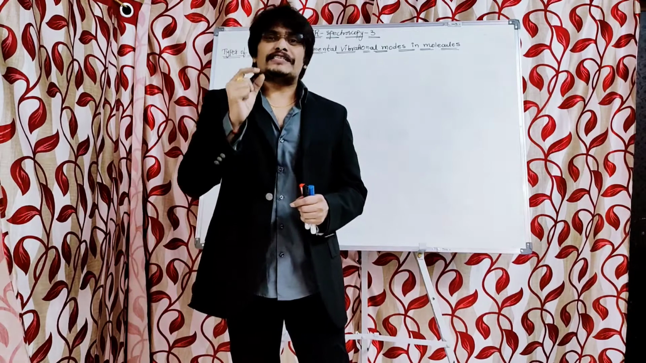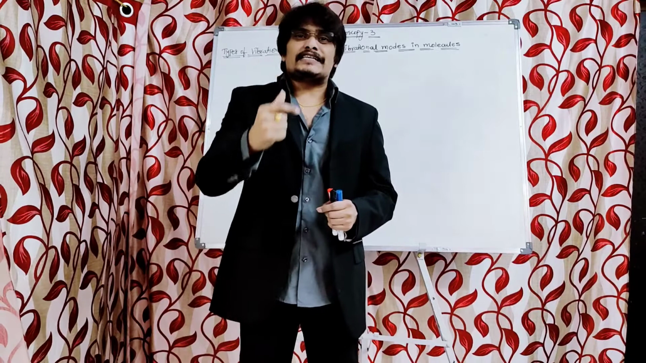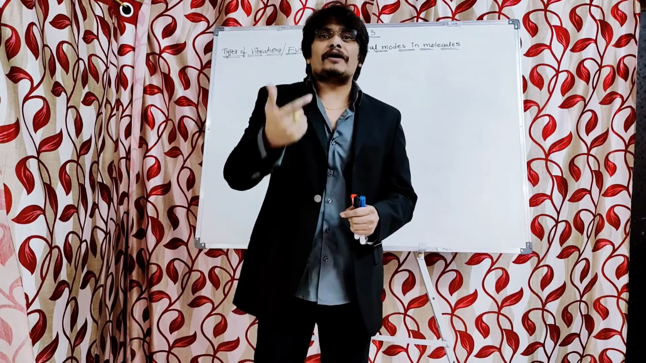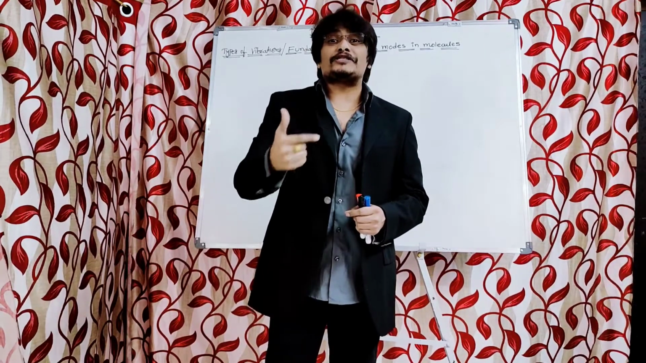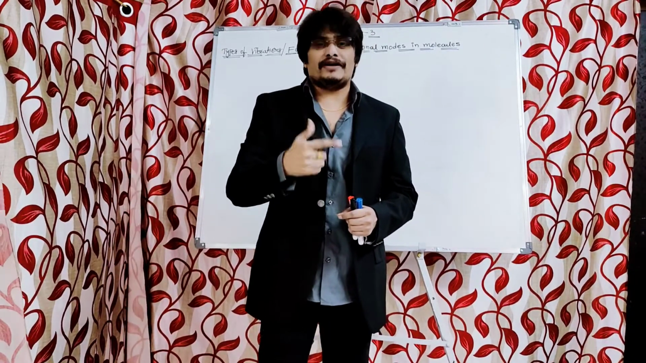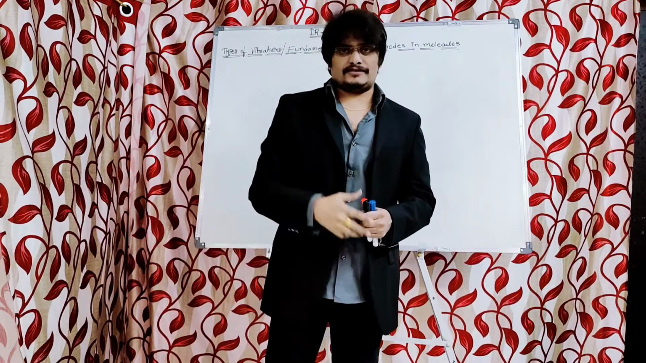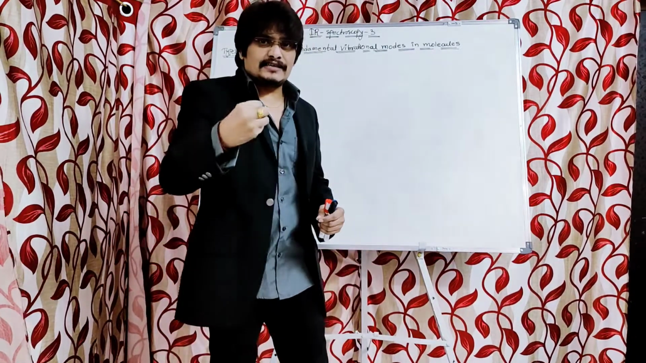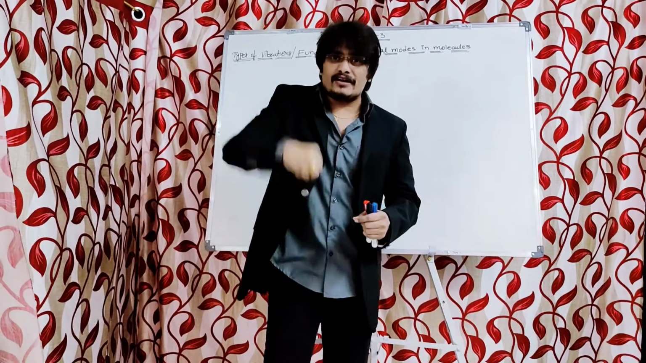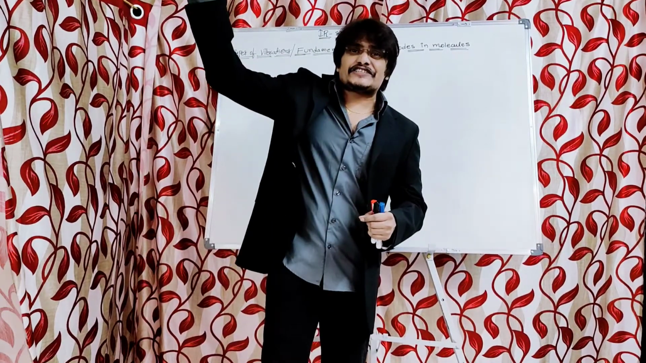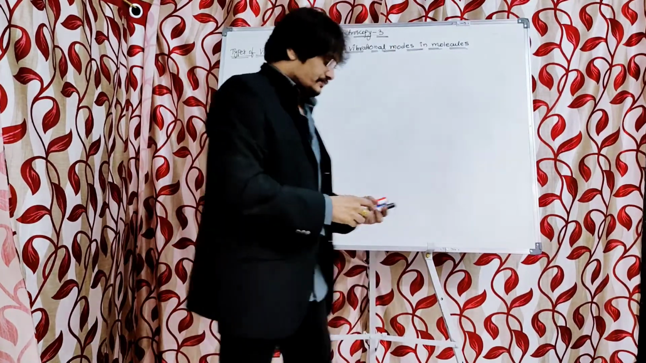Now we are going to discuss in how many ways the bonds present in the molecule vibrate. So we are going to discuss the types of vibrations, that is, in how many ways the bonds present in the molecule vibrate whenever IR radiation is irradiated on the molecule.